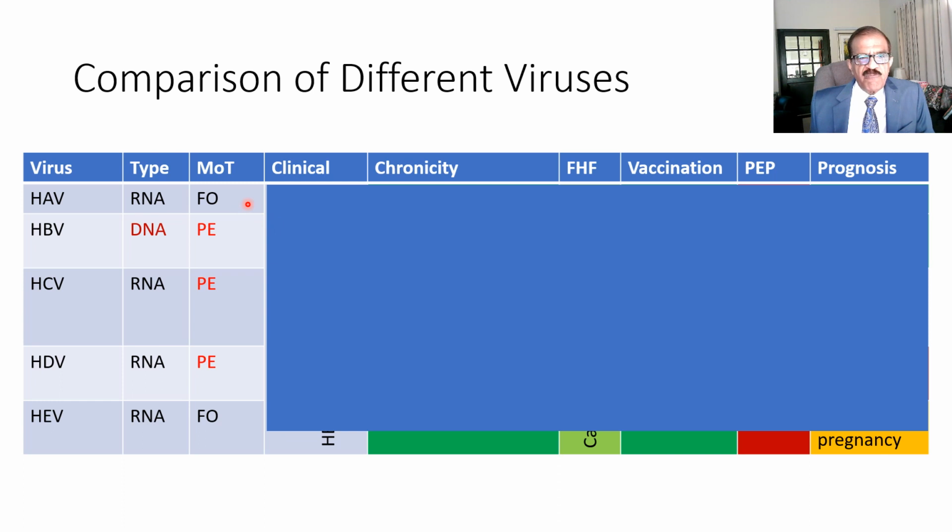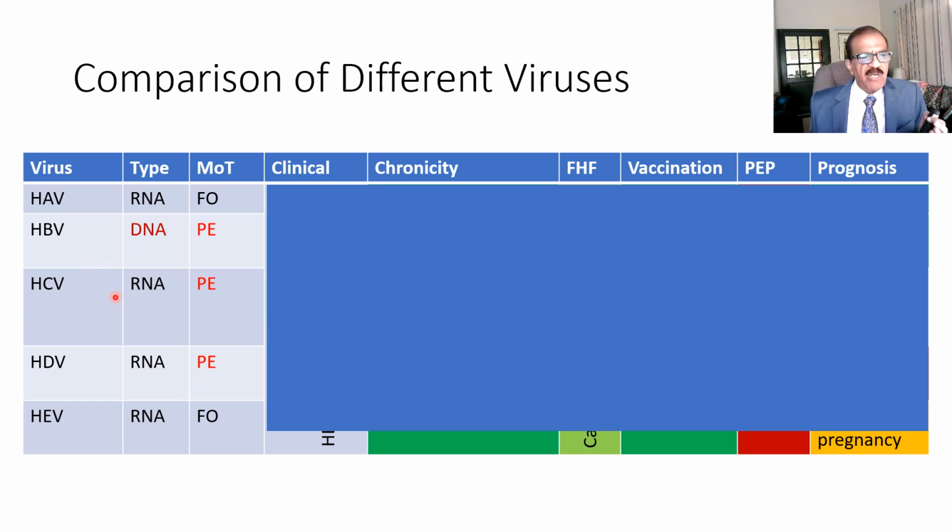Then the mode of transmission. Hepatitis A is fecal-oral. Hepatitis E is also fecal-oral. That means somebody acquired it by contaminated food, and that food was contaminated by somebody who was excreting hepatitis A or E from his stool. So both could be prevented by good hygiene.